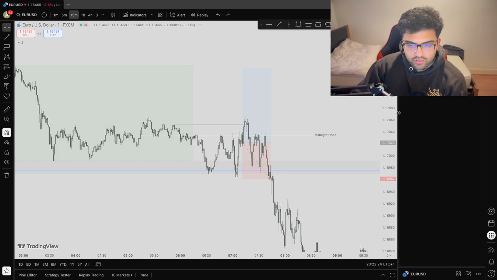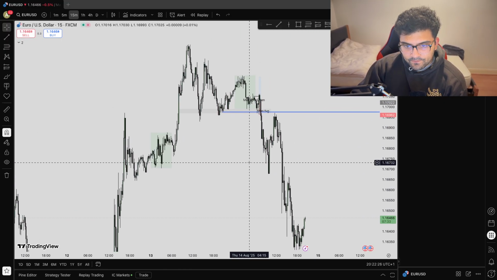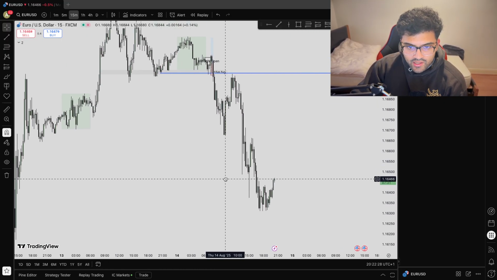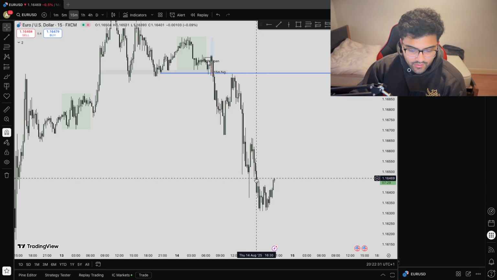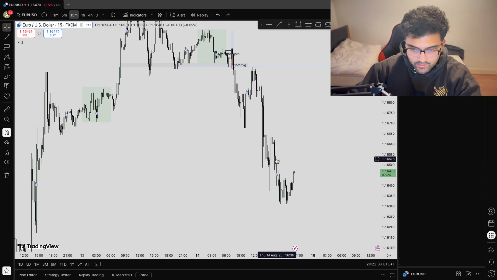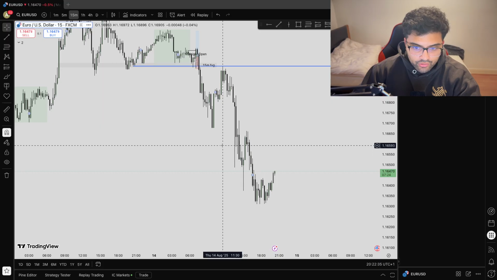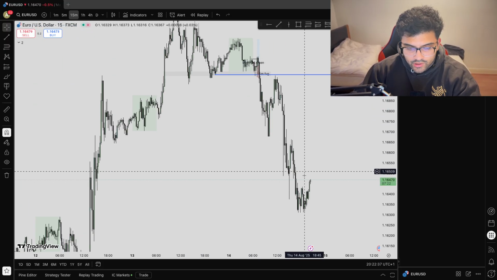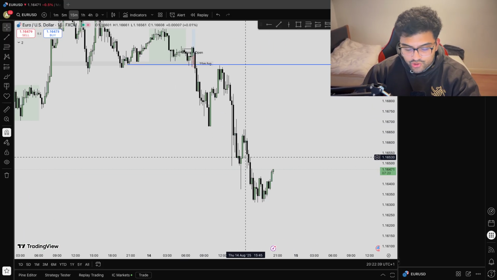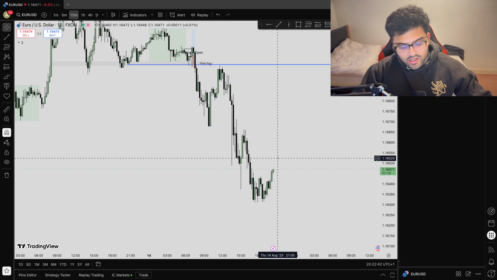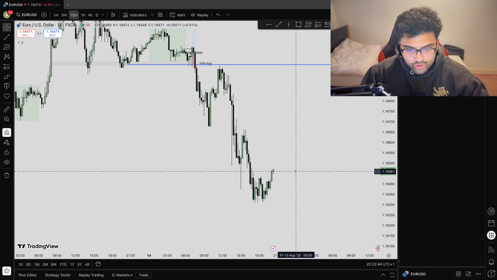Tomorrow I'm going to be looking for pretty much the exact same thing, a sweep of the Asian high or the low, depending on how we break and some other factors which I like to have in my trading plan. And then I'll be looking for an entry model. But overall, price does look pretty bearish. So maybe shorts tomorrow could be a good sign. But we'll see tomorrow. I'll come up with more trade recaps.